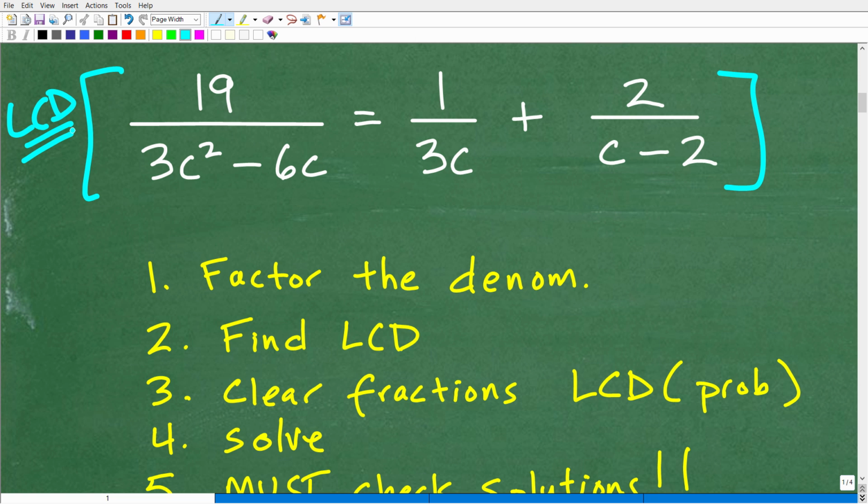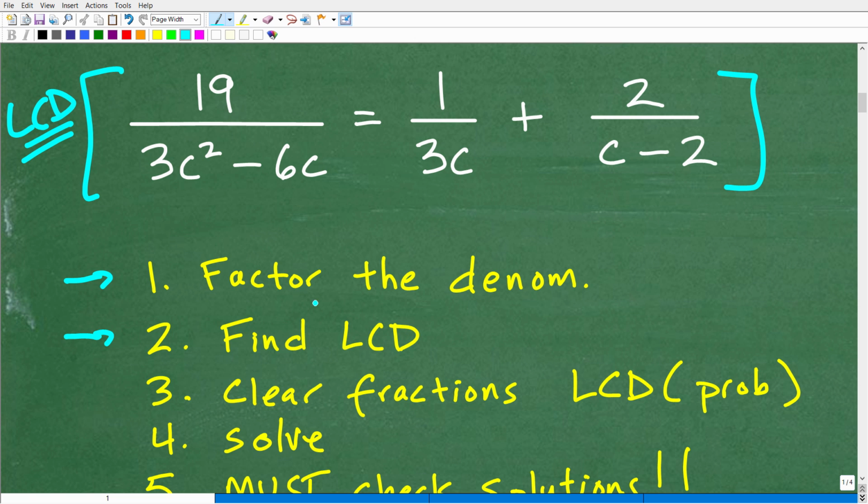Okay, so this is the general idea. We have a rational equation. We want to clear the fractions. Okay, so this is kind of phase one. All right, so how do we find the LCD? Well, again, our first task is to find the LCD.